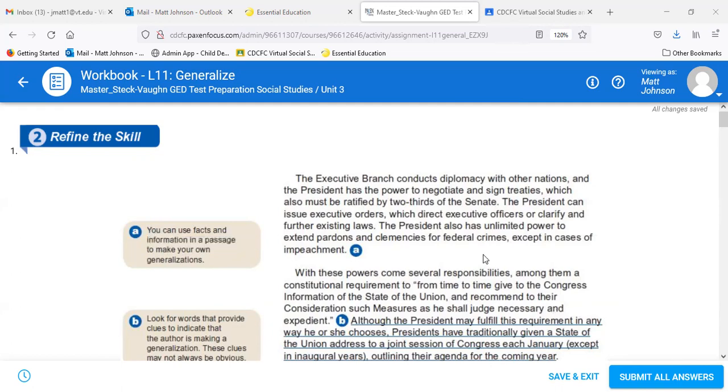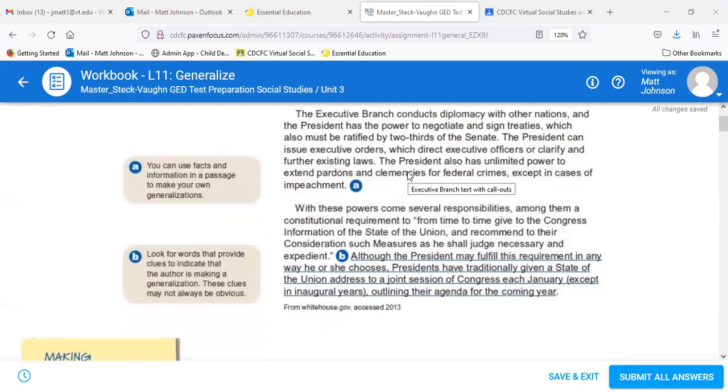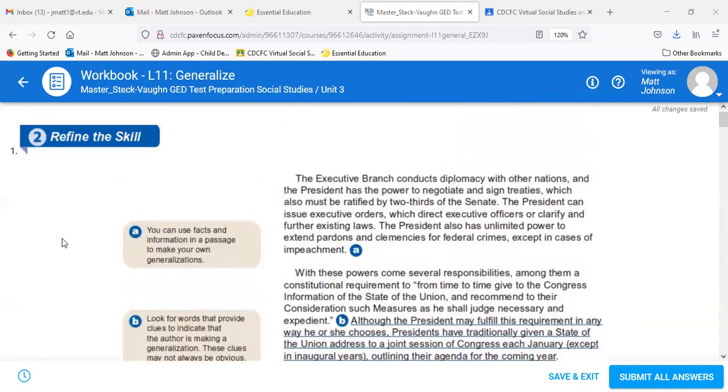With these powers come several responsibilities, among them a constitutional requirement to, from time to time, give to the Congress information of the state of the Union, and recommend to their consideration such measures as he shall judge necessary and expedient. Although the president may fulfill this requirement in any way he or she chooses, presidents have traditionally given a State of the Union address to a joint session of Congress each January, except in inaugural years, outlining their agenda for the coming year.